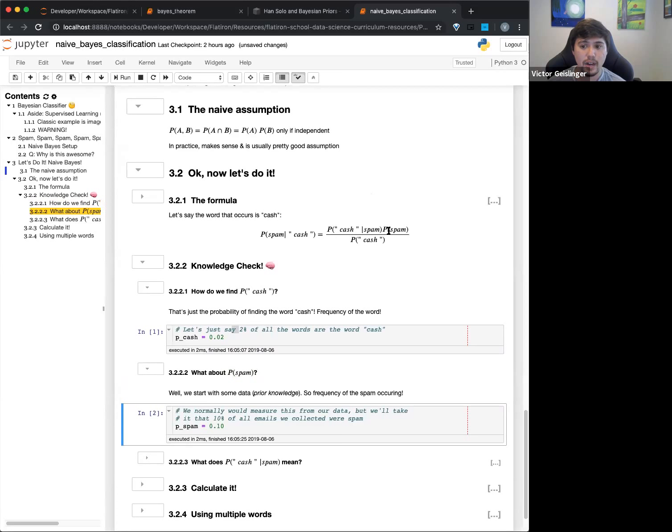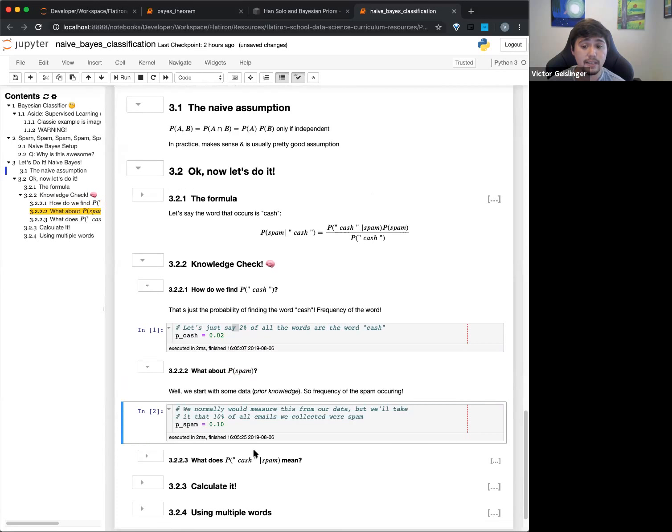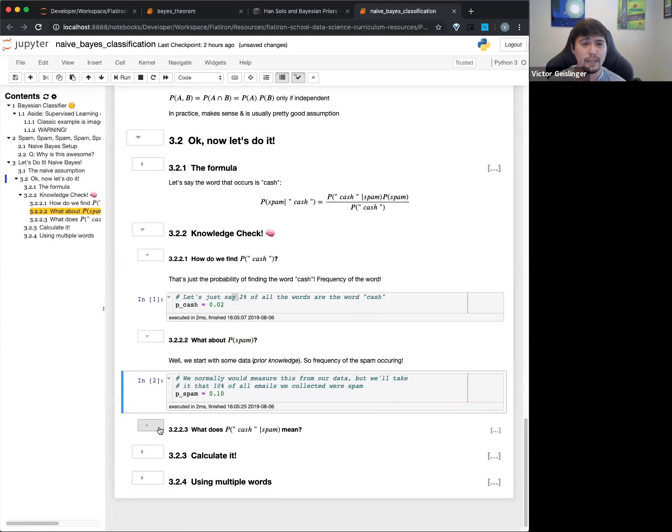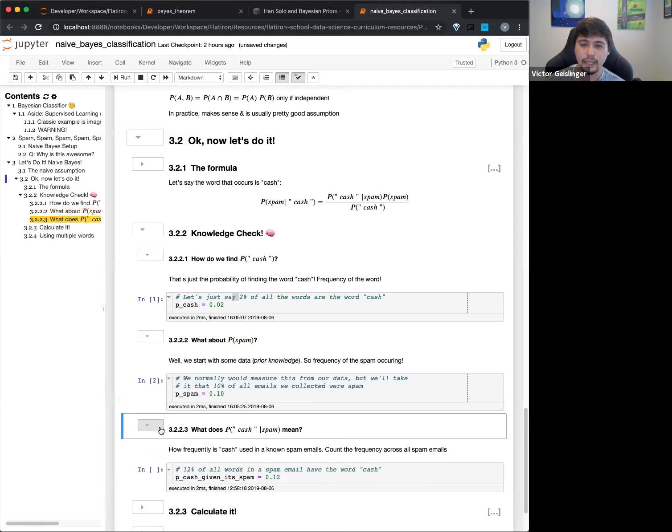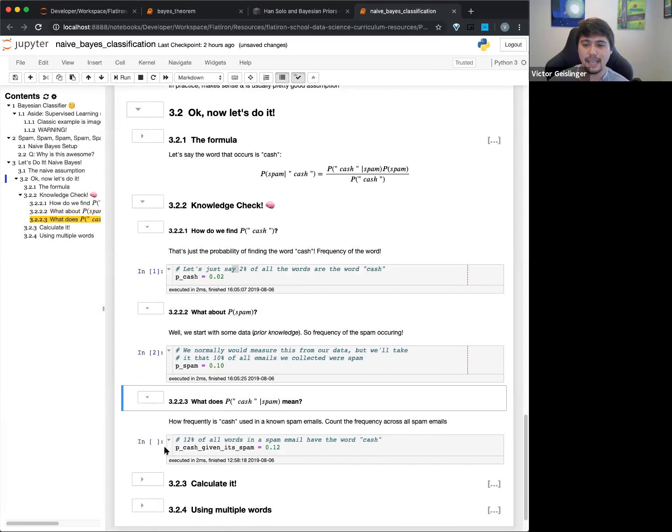So you can see we're already starting to get there. We have the probability of cache. The next thing we need is the probability of cache given spam, right? So we need to say, what is the probability of the word cache happening, given that this email is spam? This one's a little harder, I think, to get your head around. It's basically how often the word cache is used only for those that are spam. So we only look at the spam ones and count the frequency of cache across all spam emails.